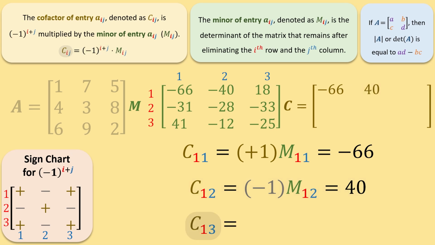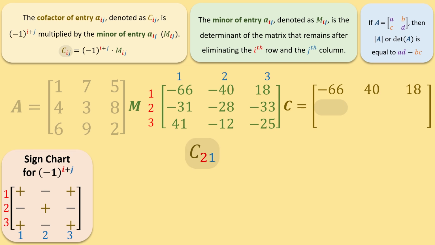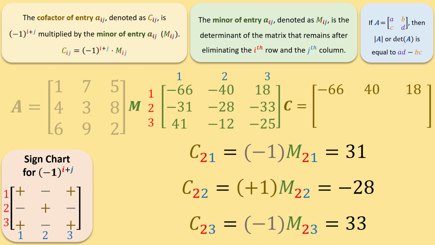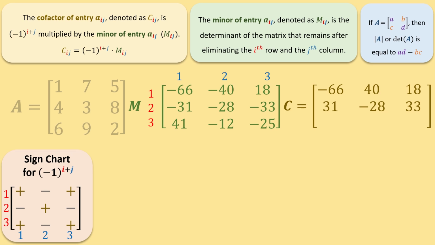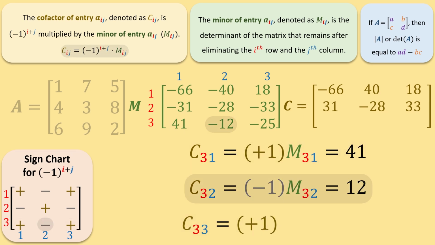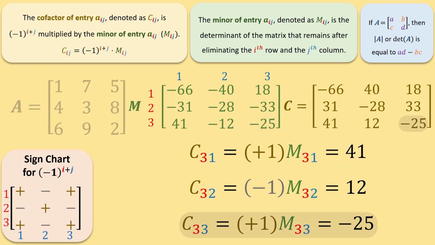Our cofactor capital C sub 1, 3 is equal to +1 times capital M sub 1, 3, which equals +1 times +18, which is equal to 18. 18 goes in this position. We get our cofactors in the second row, capital C sub 2, 1, capital C sub 2, 2, and capital C sub 2, 3 by multiplying these signs with these minors. We insert their values into their respective position within our cofactor matrix. We get our cofactors capital C sub 3, 1, capital C sub 3, 2, and capital C sub 3, 3 by multiplying these signs with these minors. We insert their values into their respective position within our cofactor matrix.